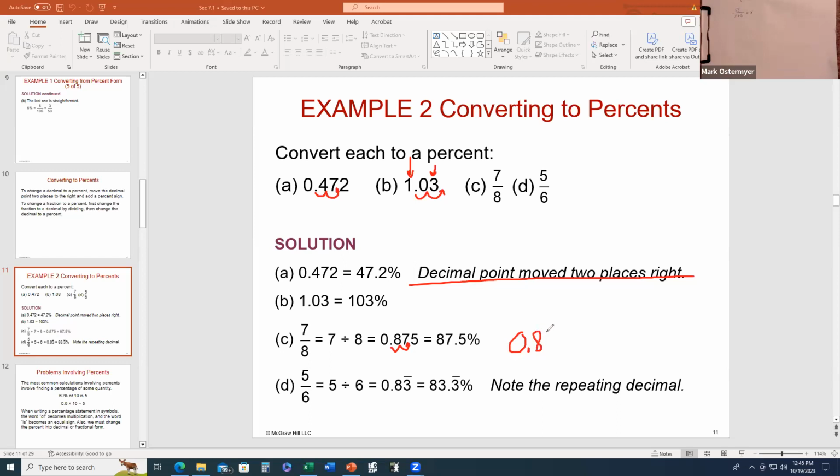Now, this 3 goes on forever, so you're going to have to make a decision where you want to round or truncate this thing. But it would be 83.3333333333% if you leave it in exact form. Or like I said, you could choose to round it off somewhere. All right, any questions on how we're converting decimals to percents or fractions to percents?